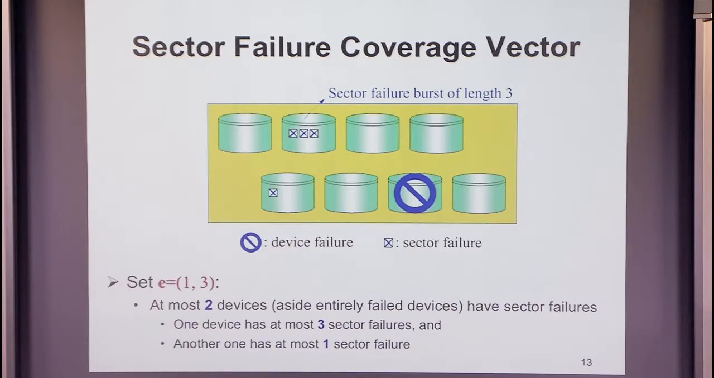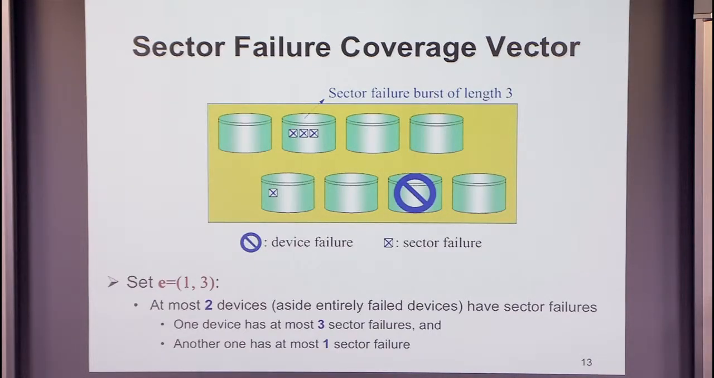Back to our previous scenario, where I want to tolerate two partially failed devices with one sector failure in one and three sector failures in the other device. So what we do is we can design a vector E which is 1-3. What it means is any two devices besides these entirely failed devices could have sector failures, where one device could have at most three sector failures, and another one could have at most one sector failure. When you put this vector, you have the protection.